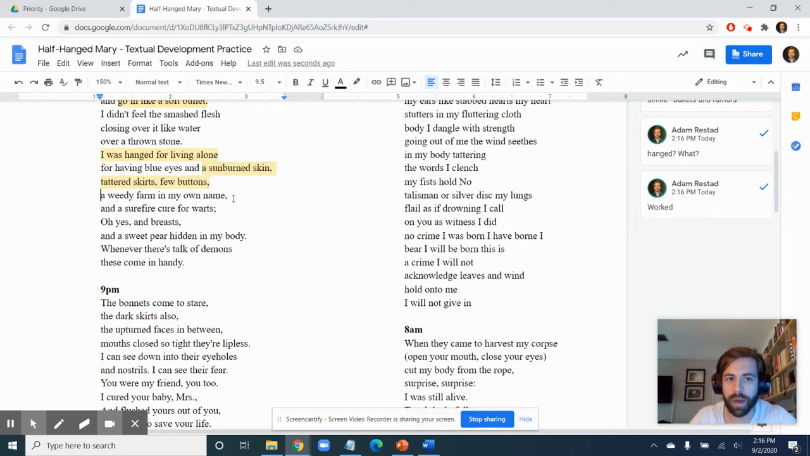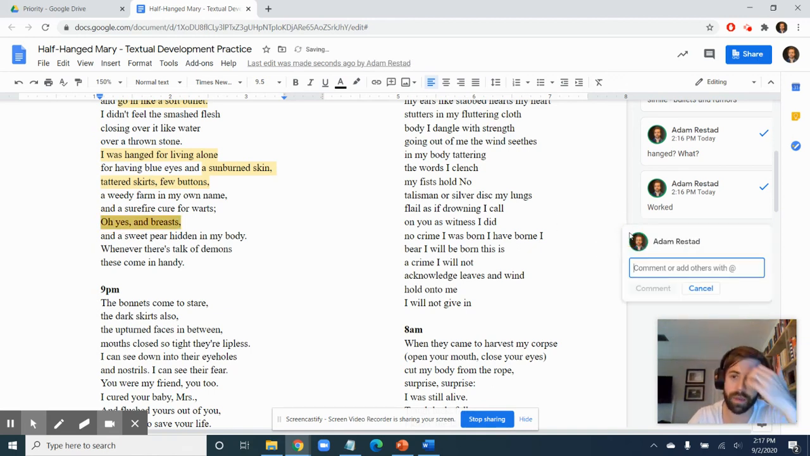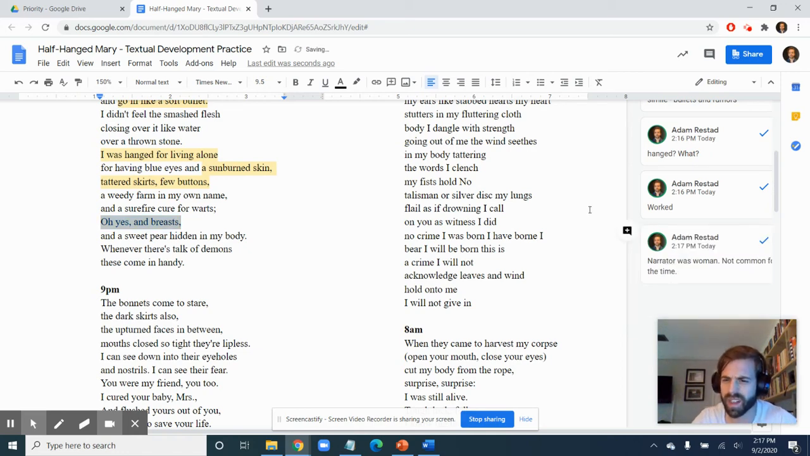And a weedy farm in my own name. Okay, so we're talking about a farmer, a person who owns a farm, and more specifically, it's a woman who owns a farm. If she's talking about breasts, she's a woman, which my guess was probably not common for the time. So I might say narrator was a woman, not common for the time. We don't know exactly what time this is going on, but I get the sense that it's a lot older.